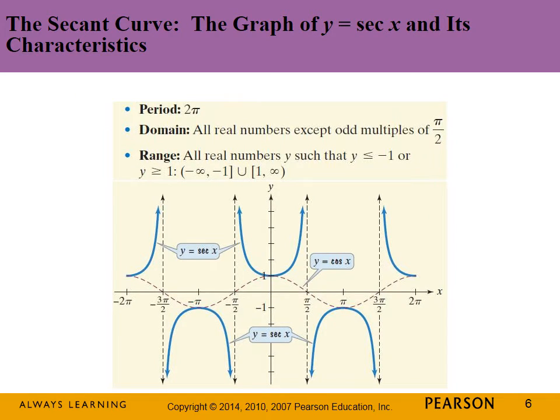And now let's look at the secant. So the period is also 2 pi, the same as cosine. It has a different domain than the cosecant, all real numbers except odd multiples of pi over 2. Those are the same values that make the cosine equal 0. It has the same range as the cosecant function, all real numbers that are greater than or equal to 1 or less than or equal to -1.